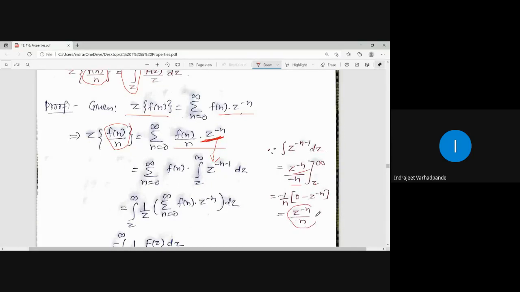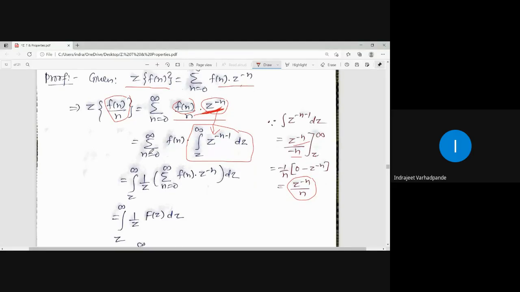what answer do you get? z to the power minus n upon n. So f of n as it is, and z to the power minus n upon n, is together written as the integral of z to the power minus n minus 1 between the limits z to infinity. Now take the integral a little to the side, bring the n terms together, and the summation will give you the definition. So 1 by z will be inside the integral and the summation will be taken over f of n and z to the power minus n.